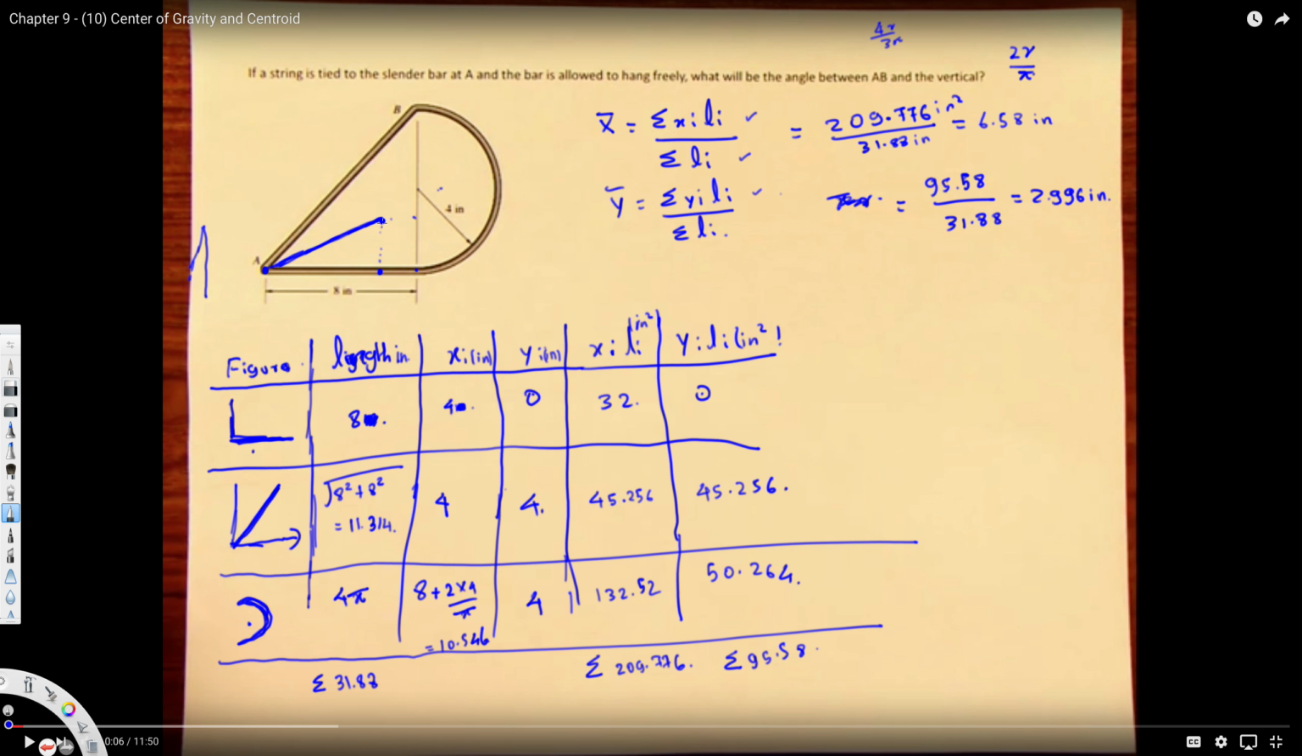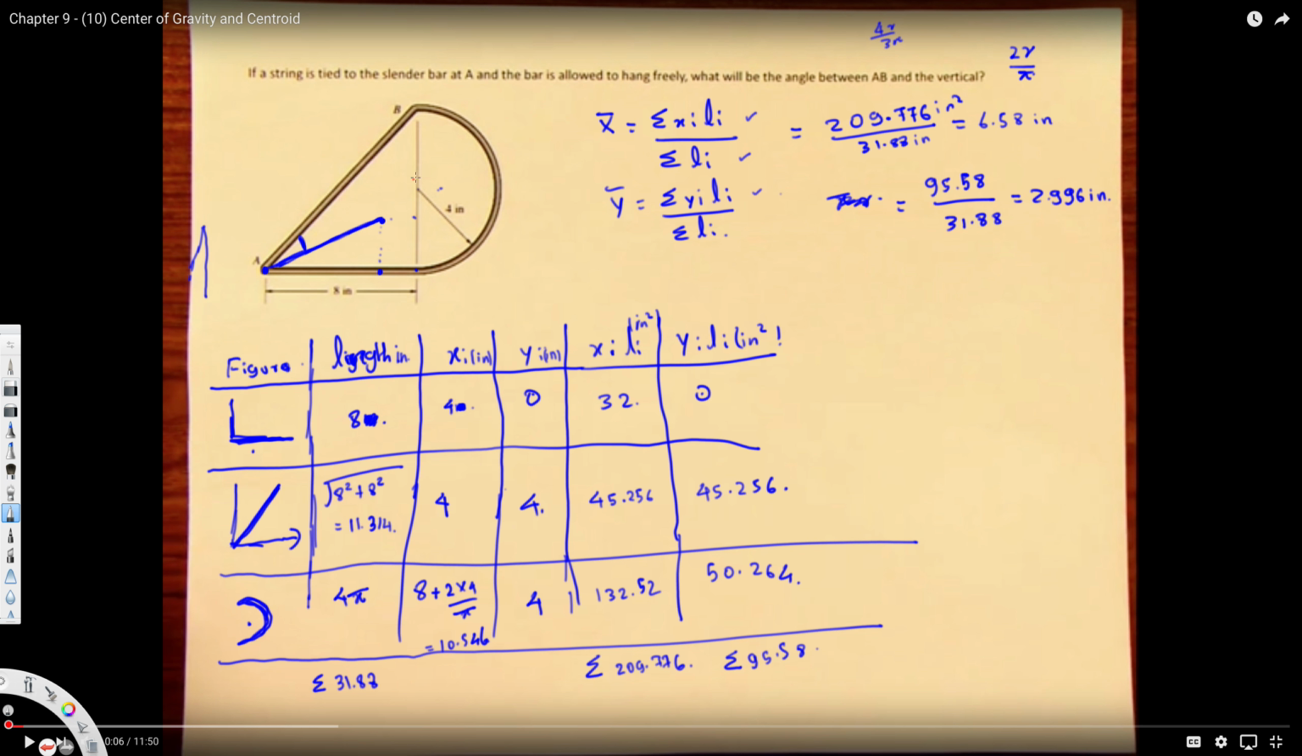So that's how the object will be when you hang it freely, it will rotate, and this will be the exact vertical point. The question is asking what will be the angle between AB and the vertical. So they are asking for the angle between this AB and this vertical. This is the angle that we have to find. So let's see how we can do this.